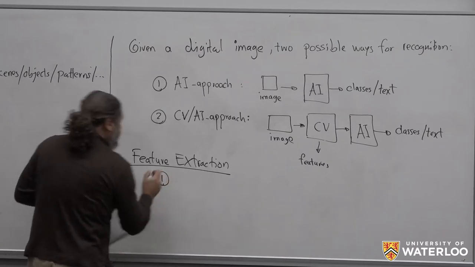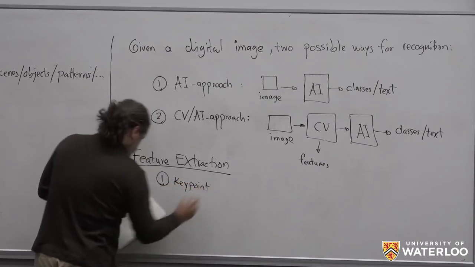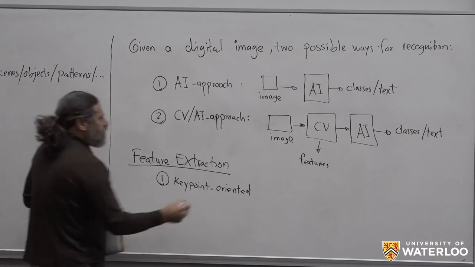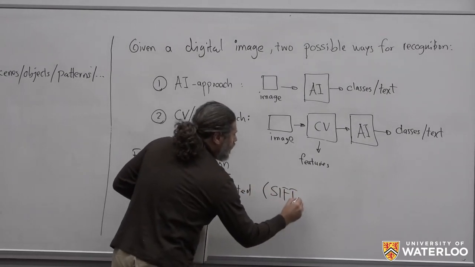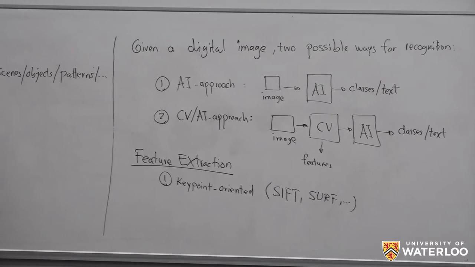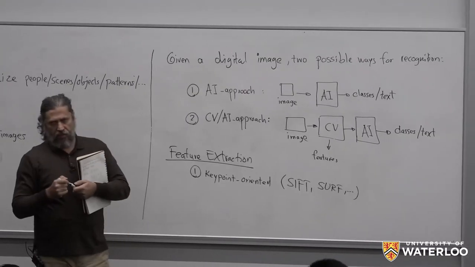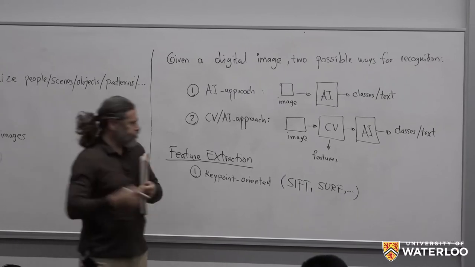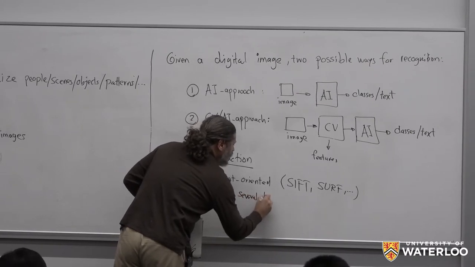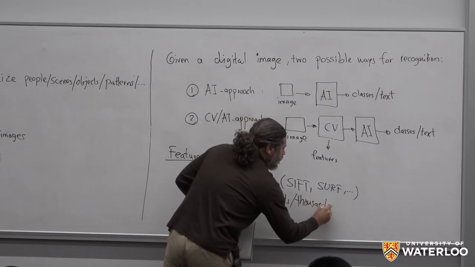So in computer vision, we have basically two approaches. One is key point oriented. And there are techniques for that, like SIFT, SURF, and others. We will not talk about them. Again, they are computer vision algorithms. We can look them up, SIFT features, SURF features. You will find them. So it's not our focus how they work. But they will give you several hundreds or even thousands of features.